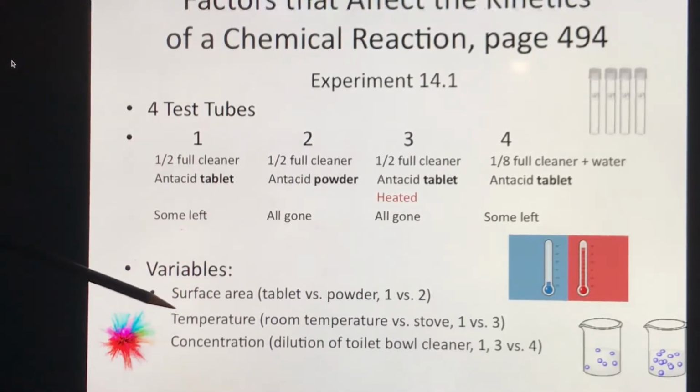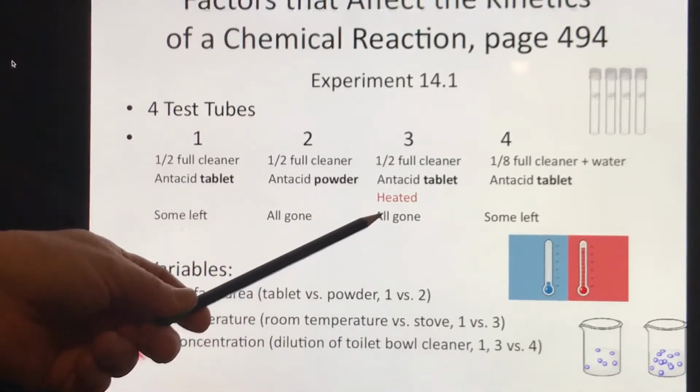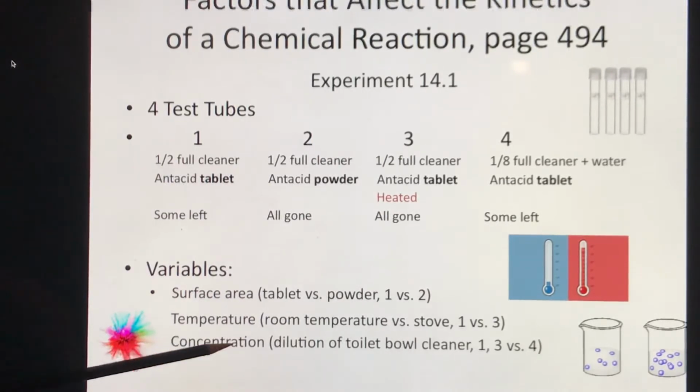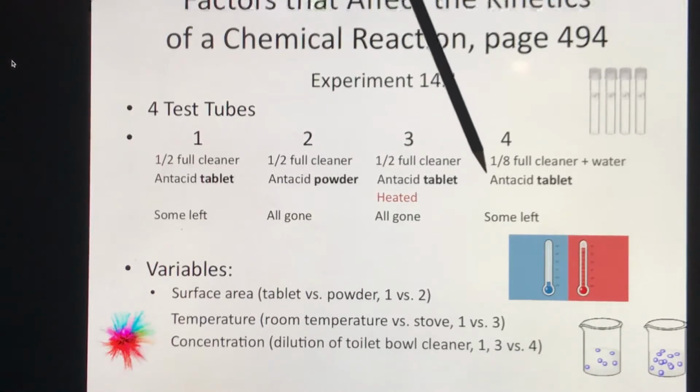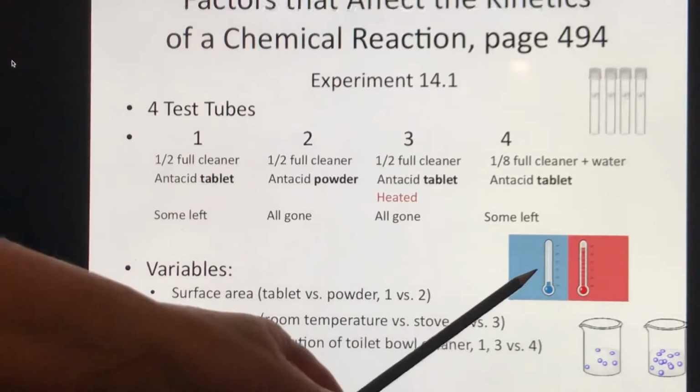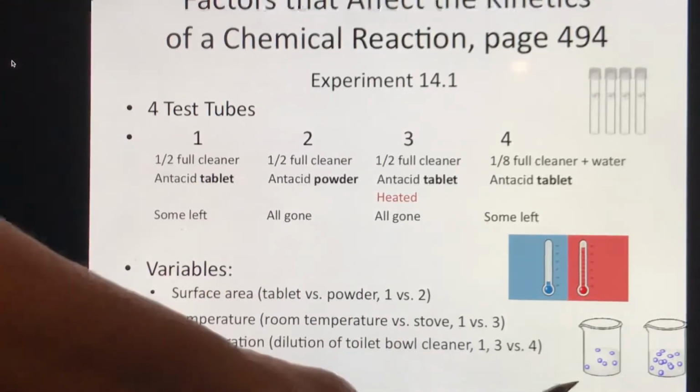Then our second variable would be the temperature. So we'd be comparing 1 versus 3. They have the same amount of toilet bowl cleaner. They both have a tablet, but this one is heated, so it would typically reach completion sooner. And then finally, we have the concentration of the toilet bowl cleaner. The antacid stays the same in all in terms of concentration, but in this reaction, you're only adding a portion of the toilet bowl cleaner you did in this. So you'd be expecting some to be left in this because you just don't have as much of one of the reactants in it. Once again, our variables here are surface area, powder versus tablet, temperature, room temp versus heated, and concentration.